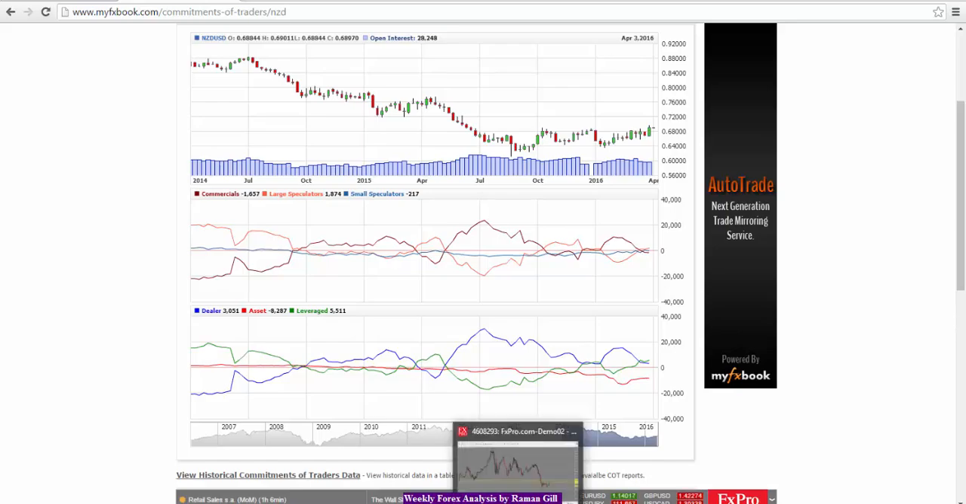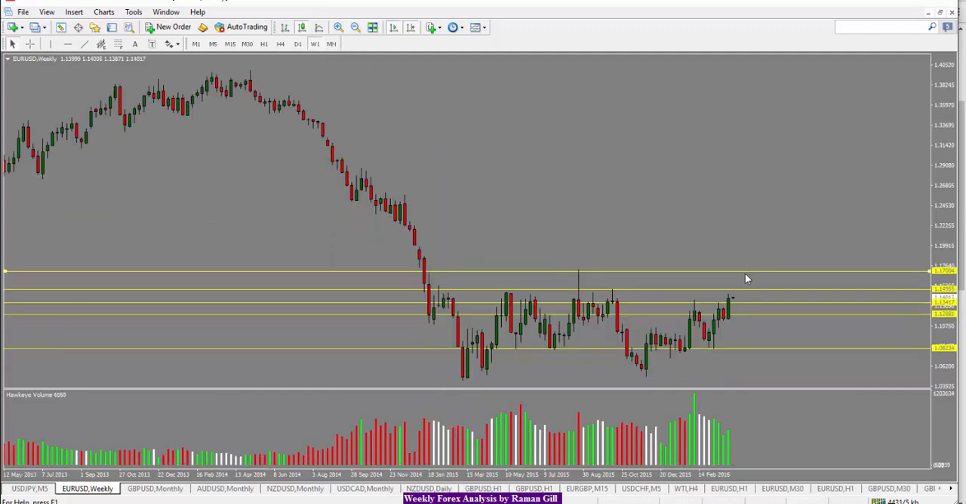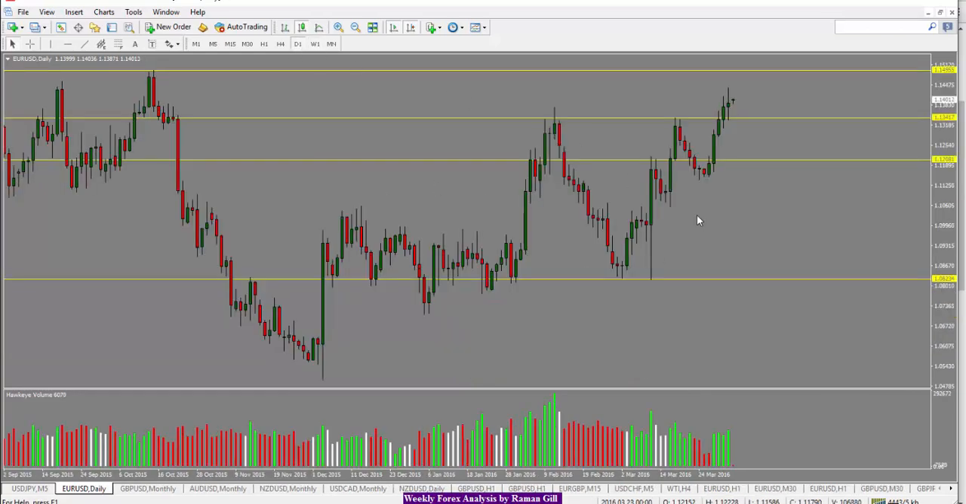Now let's move on to our charts. We'll start off with the Euro US dollar monthly chart here, just because we just recently closed the month. For the month of March, we saw a very strong uptick in the euro, and the candle closed quite bullish. So from the monthly perspective, this is very bullish. Let's take a look at the weekly chart here. Again, a very, very bullish close for the euro on the weekly chart as well. This points to a lot of strength in the euro.